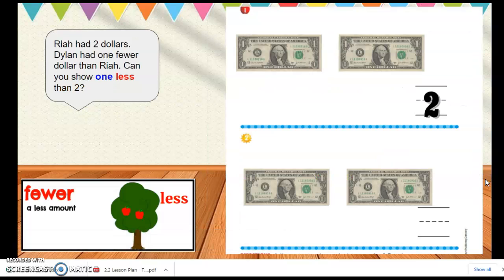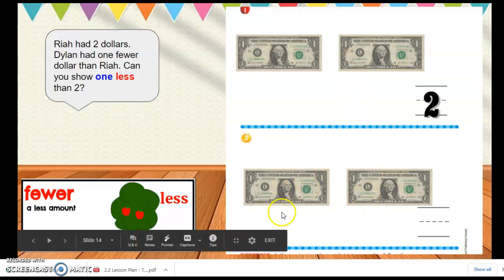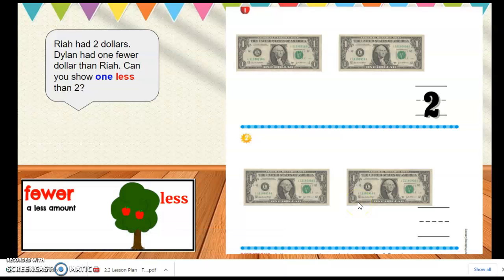Ooh, this is money. Let's see. It says Raya has $2. Dylan has 1 fewer dollar than Raya. Can you show 1 less than 2? And remember, 1 fewer and 1 less mean the same. So when we have 1 less or 1 fewer, we have to take away that 1 less. So let's look at Dylan's money. Dylan had 1 fewer, so we have to show or take away 1 less. So we're going to go back and rest and take away 1 less or 1 fewer.